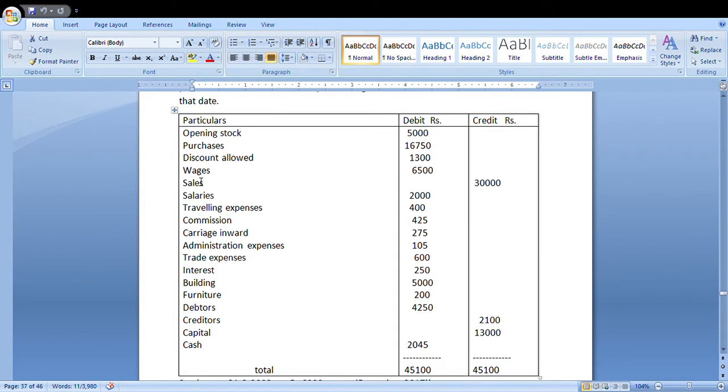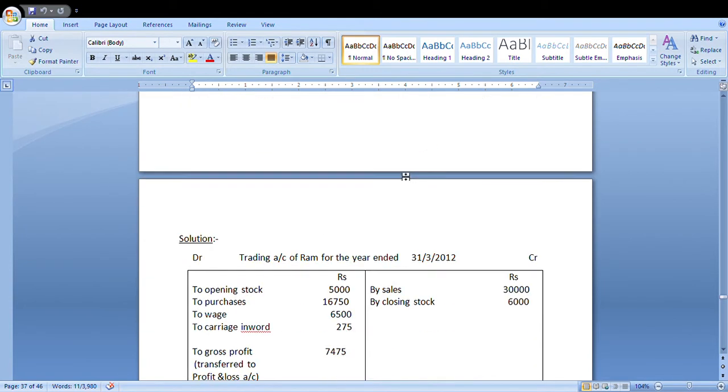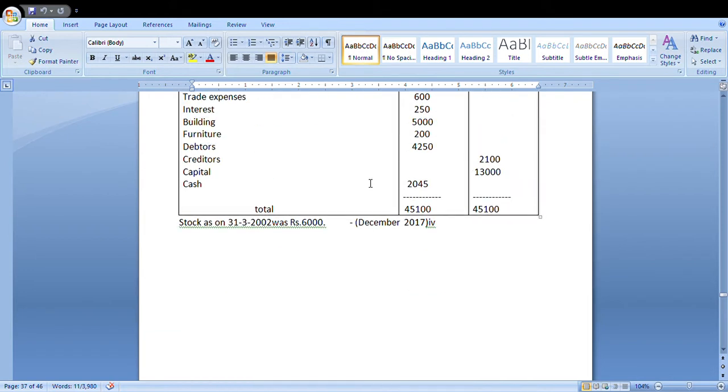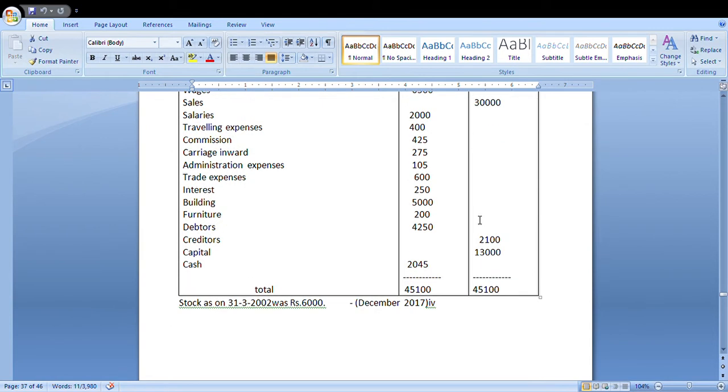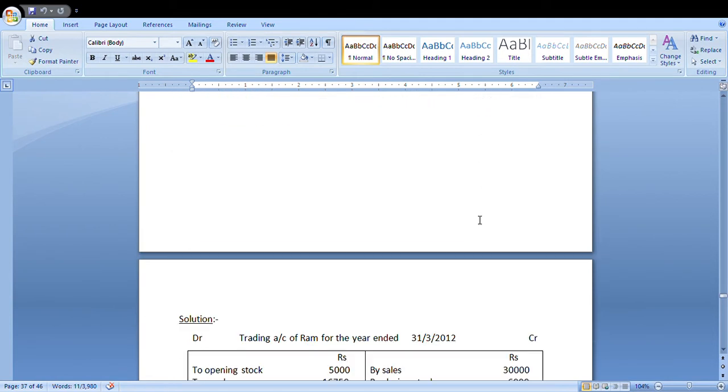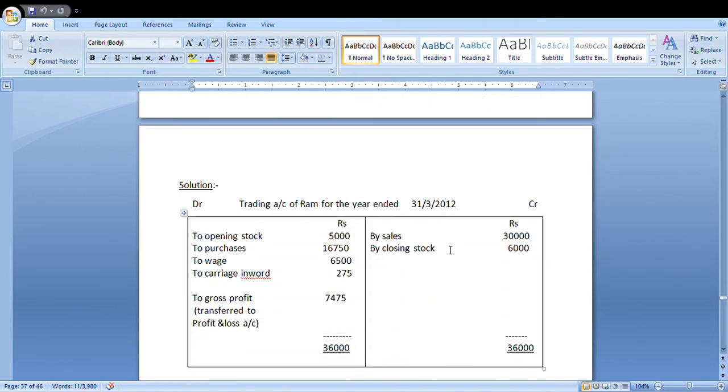Next, wages. This is entered on the trading account debit side. Wages. Next, sales. This is entered on the credit side of the trading account. Sales.